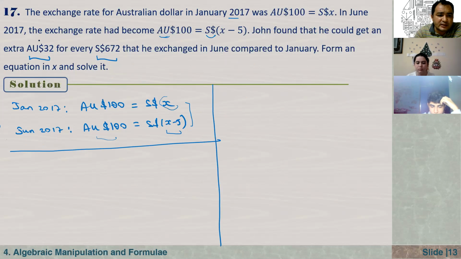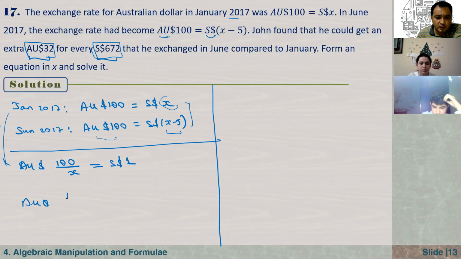So now from here, John found that he could get an extra 32 Australian dollars, right, if you just change $672. Here we have the first case, right? 100 over X Australian dollars is how much? It is 1 Singaporean dollar, right? And how about here? 100 over X minus 5 Australian dollars is equal to 1 Singaporean dollar. I just divided both sides by X in the first case, and X minus 5 in the second case, right?